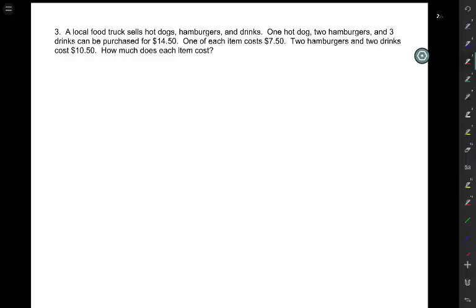Hot dogs, hamburgers, and drinks. So let's pick some variables. What do you want for hot dogs? H. What do you want for hamburgers? B. And what do you want for drinks? D. Okay? So there's going to be your variables there.